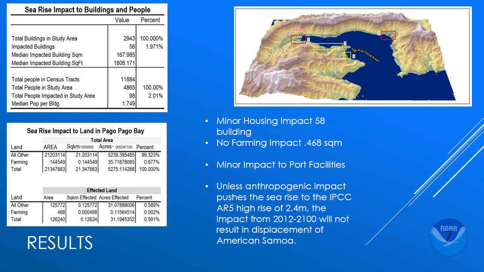So the results of this study showed that there was minor housing impact. Only 58 of the buildings were hit. I don't know how many of those are actually residential. Farming had basically 0 impact. Some of the stuff along the coast just got brought in originally from the land classification, but it's more just grass, nothing farming heritable. And I talk about all this in the report. There may be some minor impact to port facilities, but really, unless we see that high risk that the IPCC talks about of 2.4 meters, then American Samoans will be fine, at least until 2100.